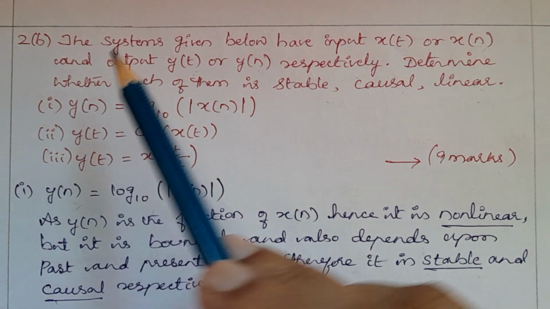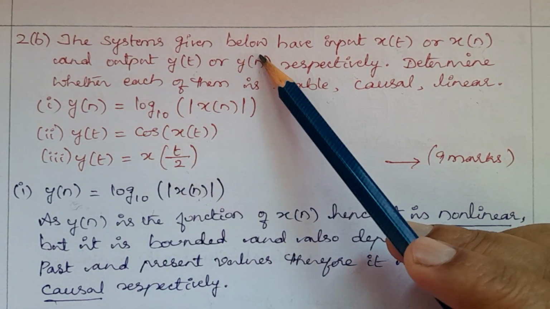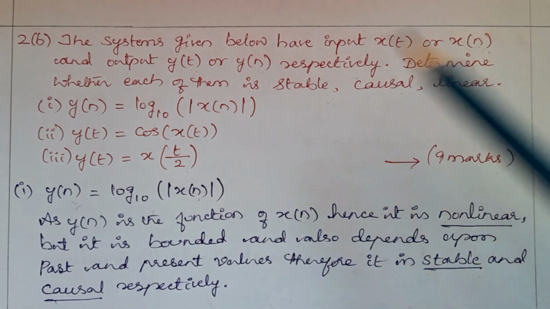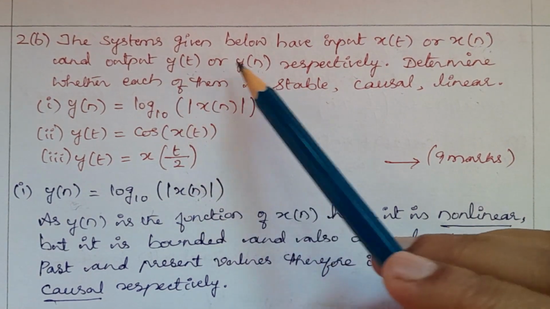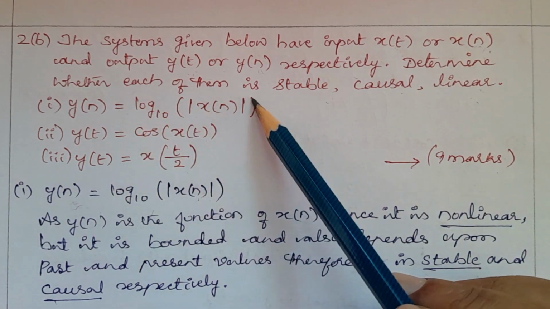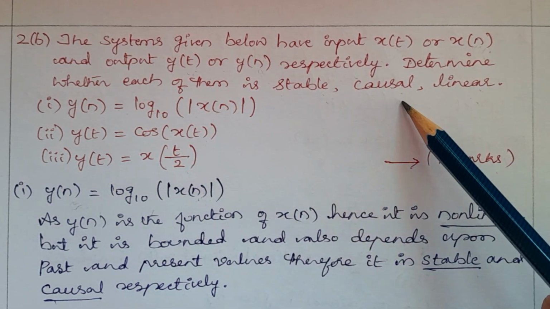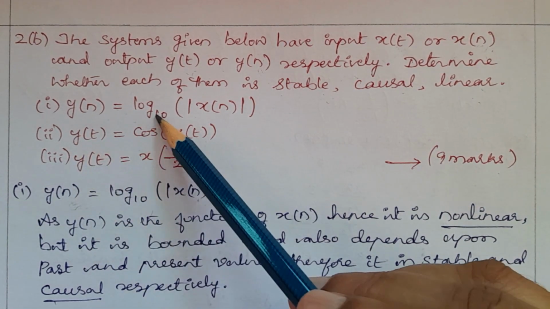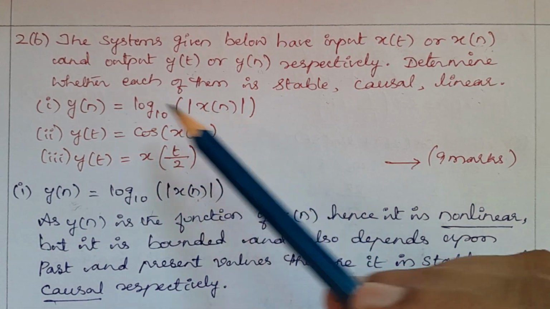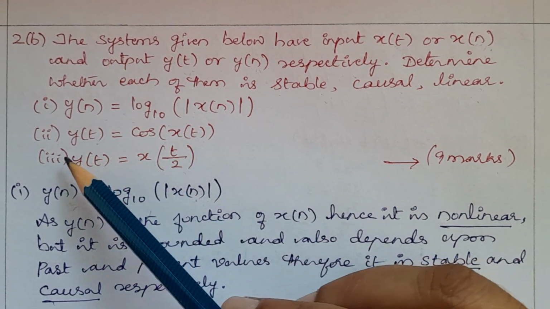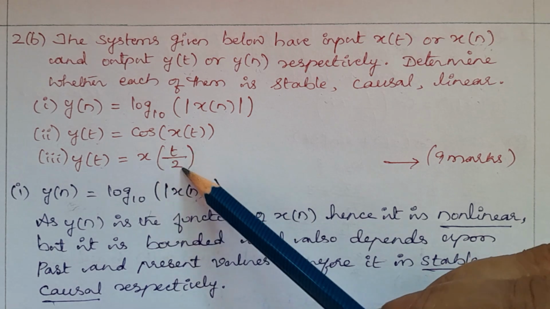Question number 2b. The systems given below have input x of t or x of n and output y of t or y of n respectively. Determine whether each of them is stable, causal, linear. First one, y of n equal to log base 10 of mod of x of n. Second, y of t equal to cos of x of t. Third, y of t equal to x of t by 2.